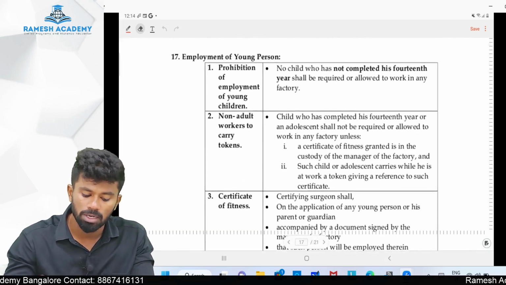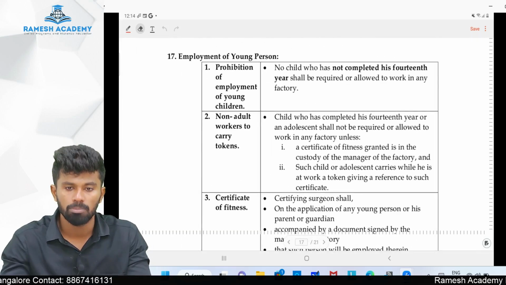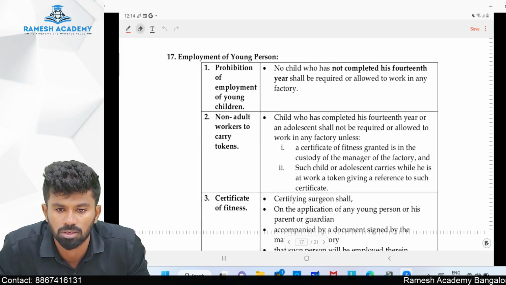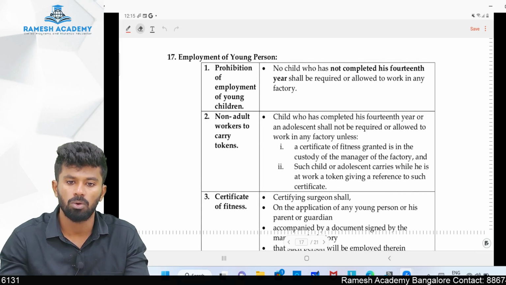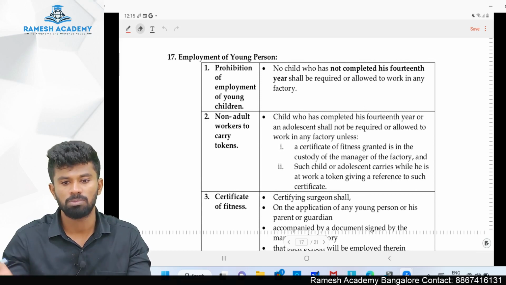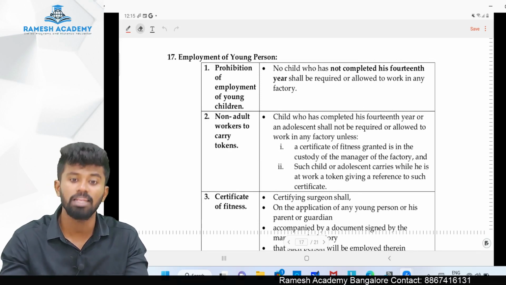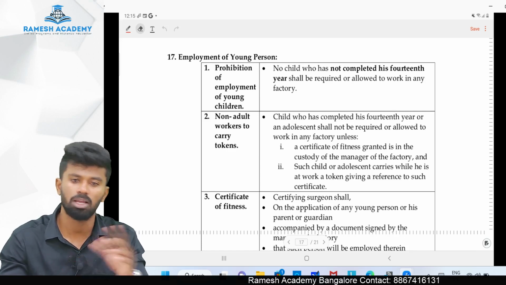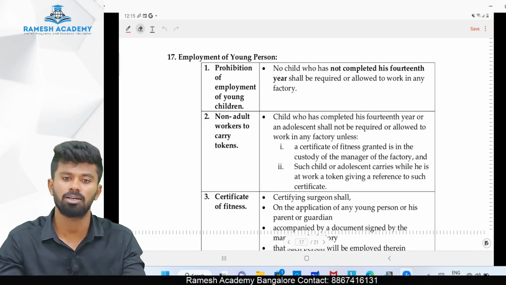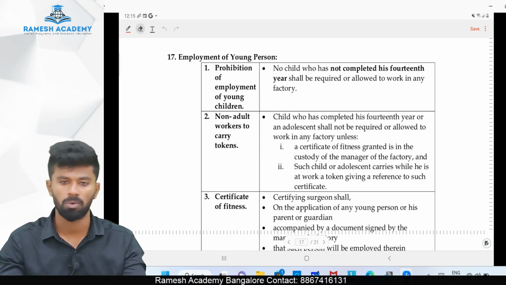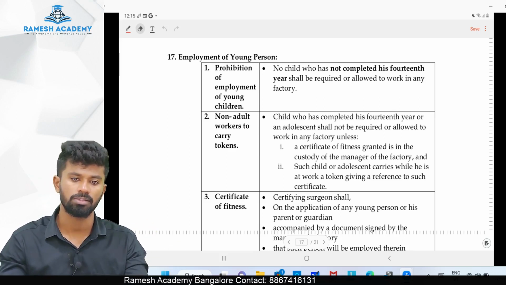Next, employment of young person, an important topic. What about night shift? Yes, she can be allowed to work only with the permission of central government or state government in the factories, not in the ITBT. In ITBT it is allowed. Only in the factories. Factories Act deals with factories where what is carried out? Manufacturing activities are carried out.